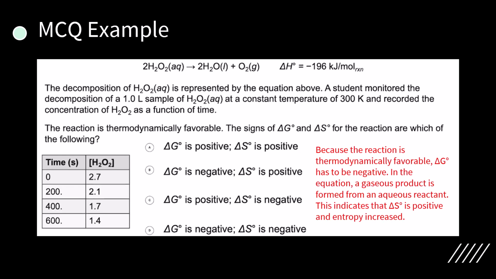Let's read that out, all written out. Because the reaction is thermodynamically favorable, again in the prompt, delta G has to be negative. In the equation, a gaseous product is formed from an aqueous reactant. This indicates that delta S is positive, so entropy had to increase. That's how you're going to look at these types of problems. And again, remember, multiple choice questions are going to be more conceptual like this and less about having to calculate very difficult math numbers.